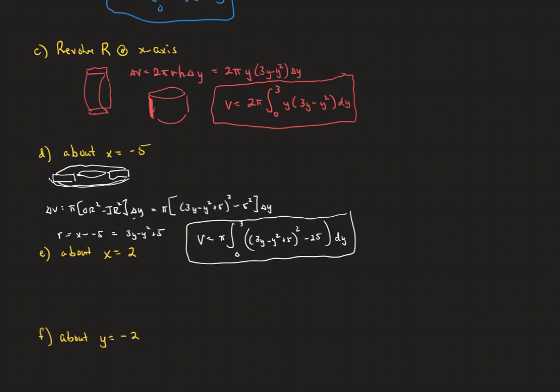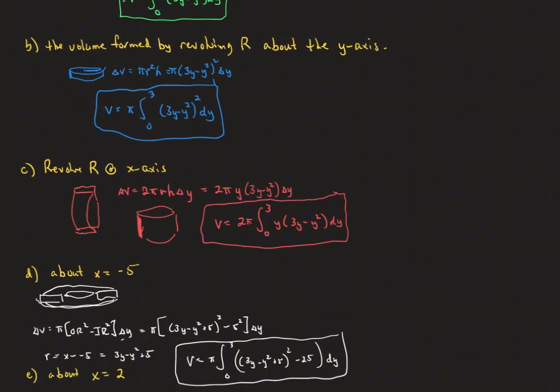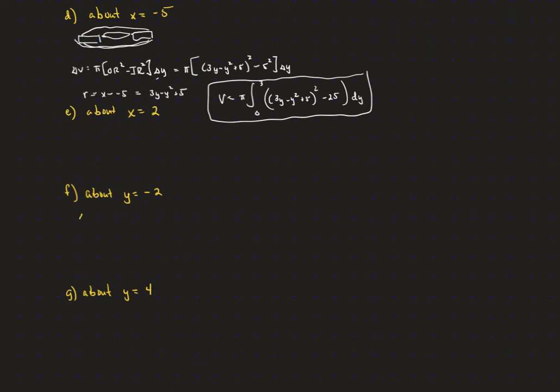Okie doke. Let's try the line y equals negative 2. So the line y equals negative 2 is going to be down here. So there's y equals negative 2. Now what we're going to get again is our rectangle is parallel, so we're going to get a shell. So our delta volume is going to be 2 pi r h and then a delta y.